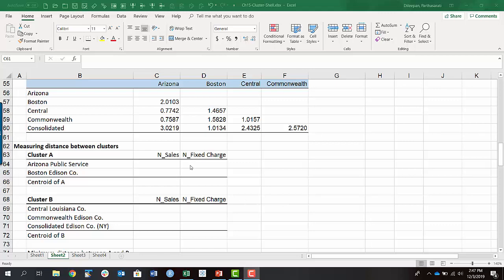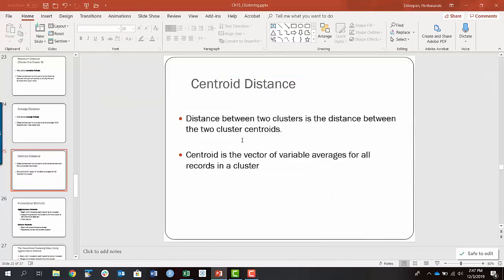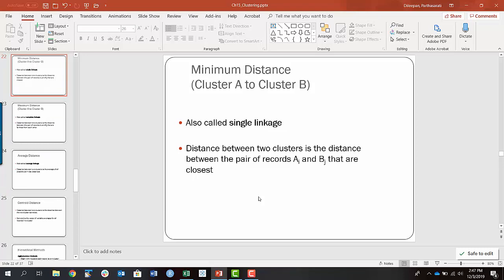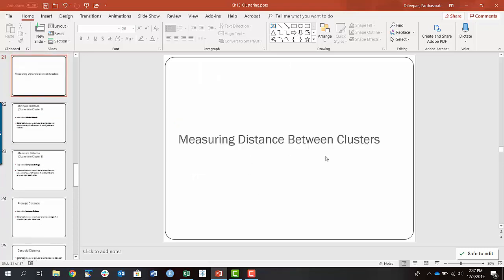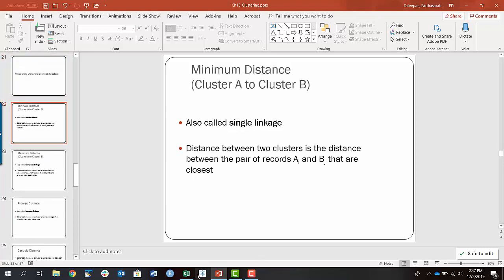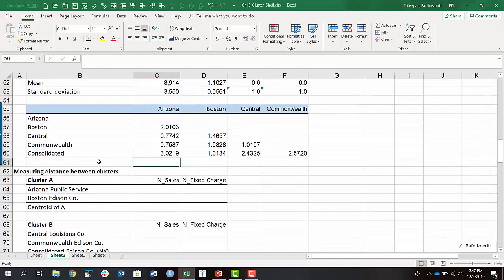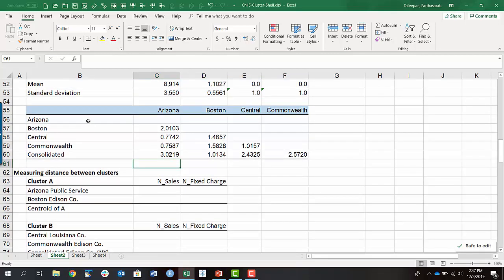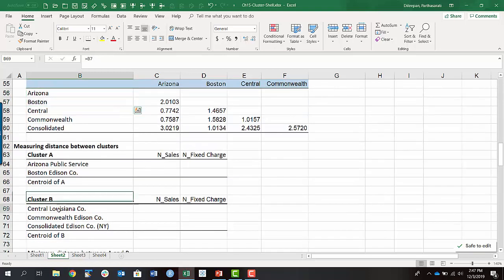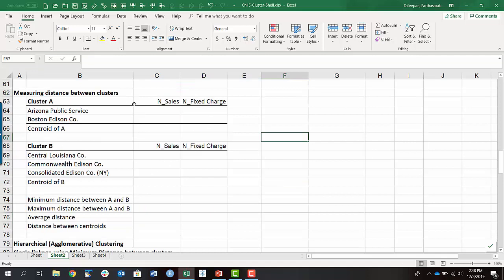Okay, so now remember the point that we are trying to discuss here is measuring distance between clusters. Suppose we arbitrarily define two clusters. Arizona and Boston is one cluster, and the other three, that's the second cluster. So we have two clusters. We'll need this part for only centroid.